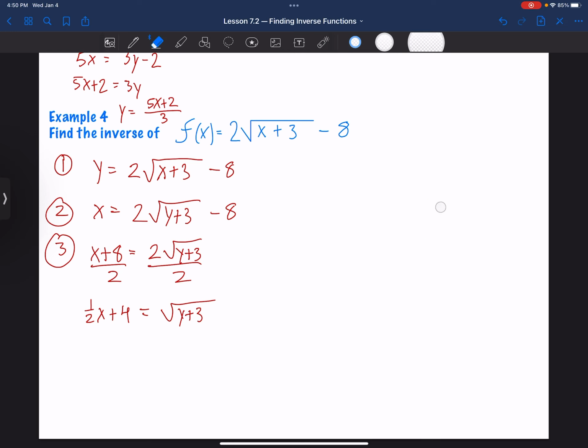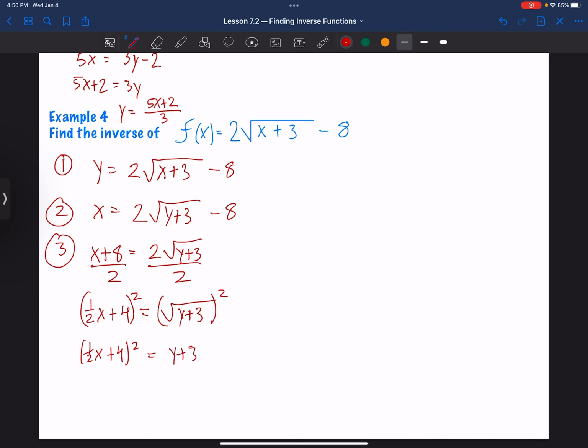So, I'm going to erase this. I will just simply square both sides. I will say this is squared, and this is squared. Now, I'll leave it like that, I guess. I'll say 1/2 x plus 4 squared equals. Now, if I square away that square root, I just get y plus 3, which means, well, subtract 3 to the other side. Y equals 1/2 x plus 4 squared plus 3.